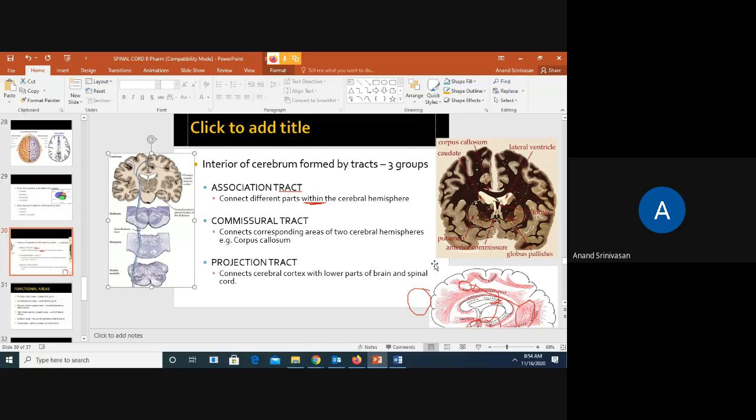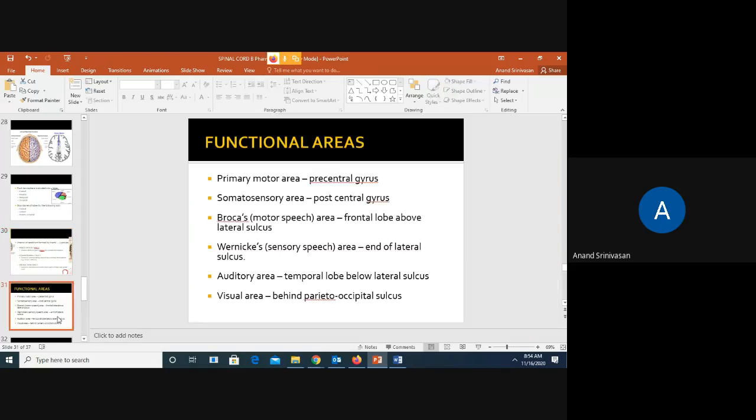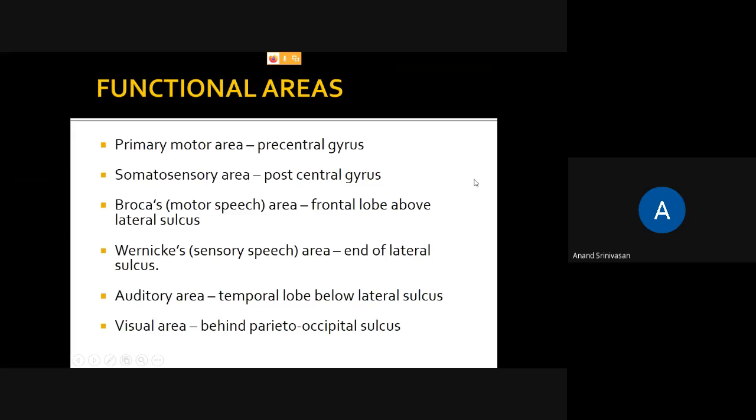Coming to the next one, the functional areas of the brain. As I said in the previous slide, each part of the cerebrum has a different function. Now we are going to see some of the most important structures located in the cerebrum.